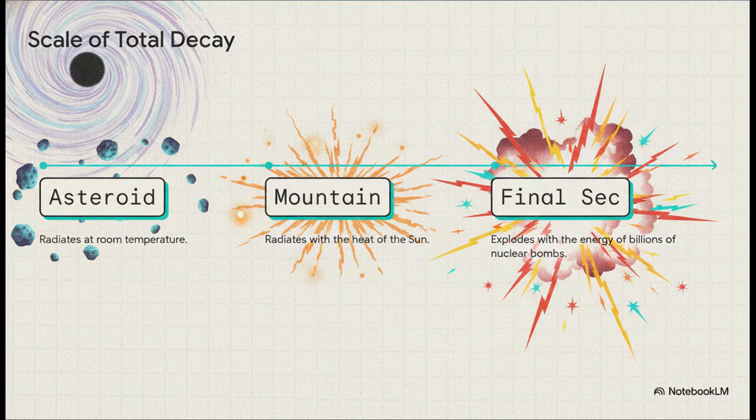Let's look at the timeline for this, because it shows an incomprehensibly slow process of total evaporation. For a standard stellar mass black hole, this decay takes far, far longer than the current age of the universe. But as the black hole shrinks, the radiation process accelerates. By the time it arrives at the mass of a large asteroid, it's radiating at about room temperature. When it shrinks further down to the mass of a mountain, it's literally glowing with the heat of our sun. And then, in the very last second of its life, it violently flashes out of existence with the energy of billions of nuclear bombs. Of course, this will happen deep, deep in the future, long after the very last stars in the universe have completely burned out.